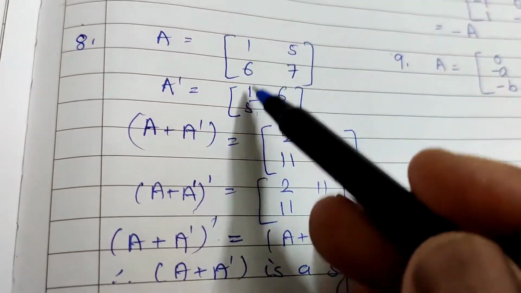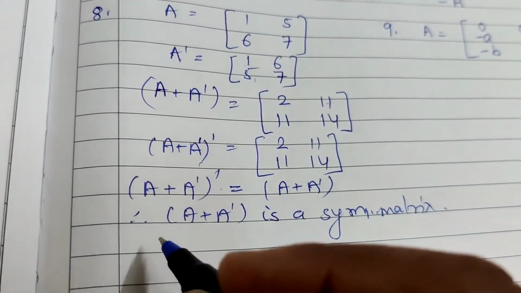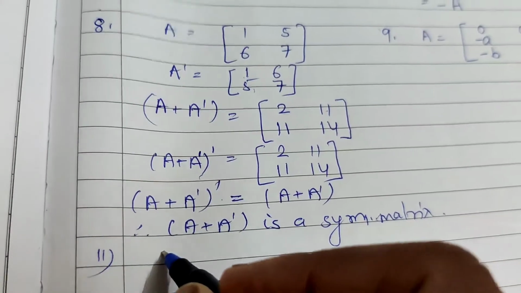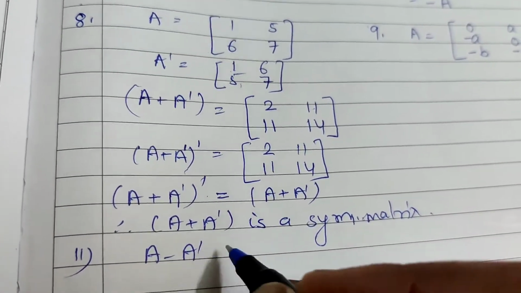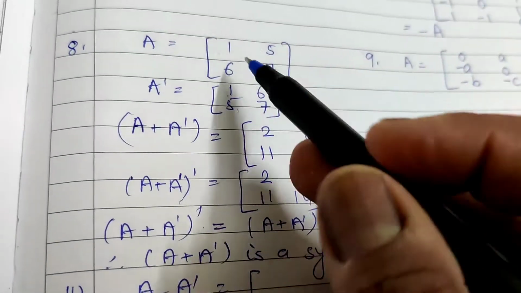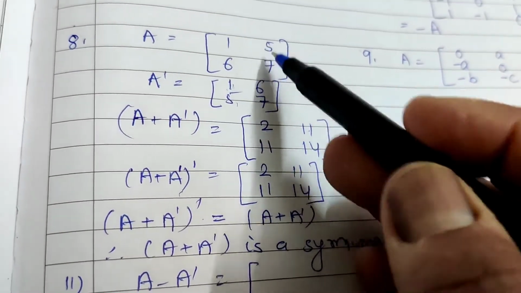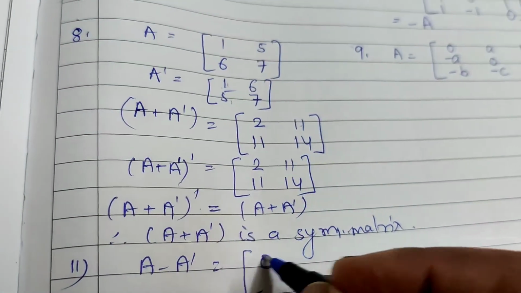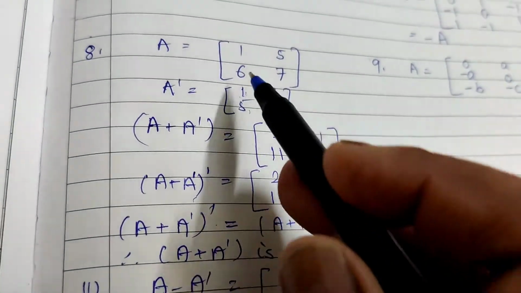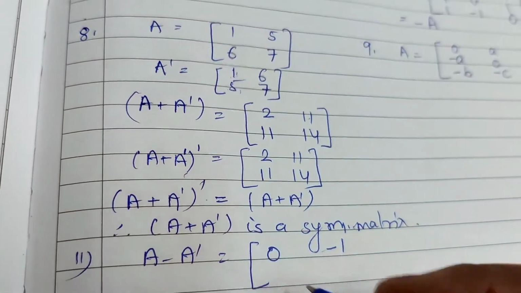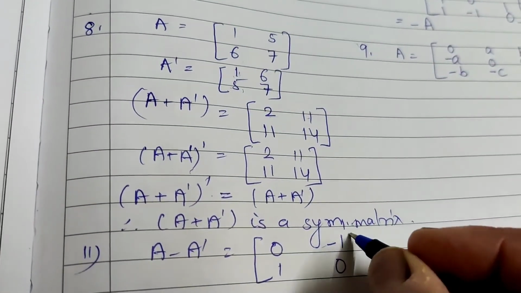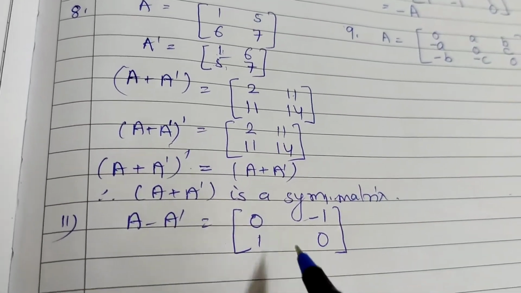And the second part is A minus A dash. Okay, first we have to find A minus A dash. Second part, A minus A dash. Now subtract 1 from 2: 1 1 0, 5 minus 6 is minus 1 0, 6 minus 5 is 1, 0, 1 0. This is A minus A dash.